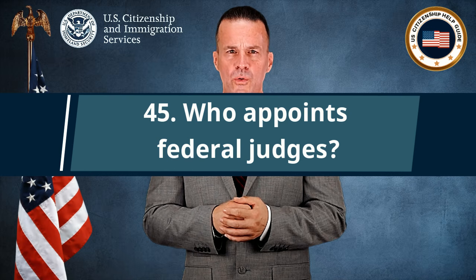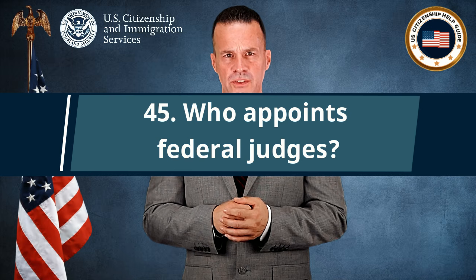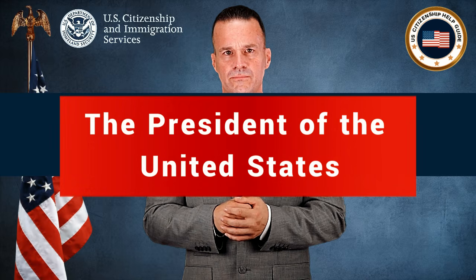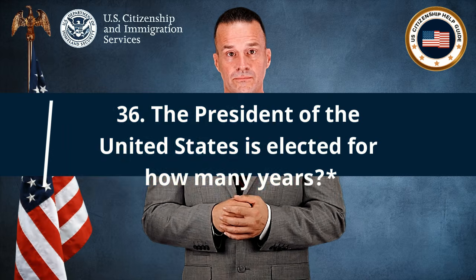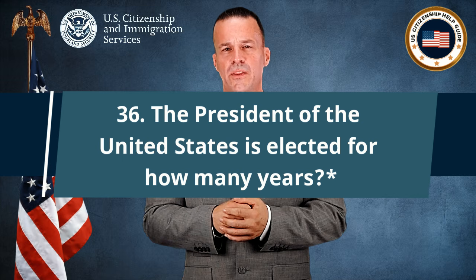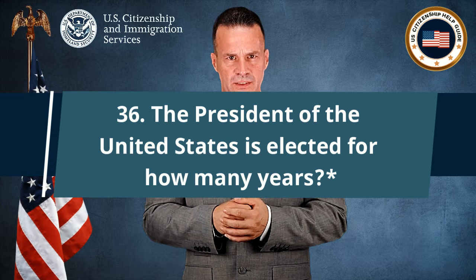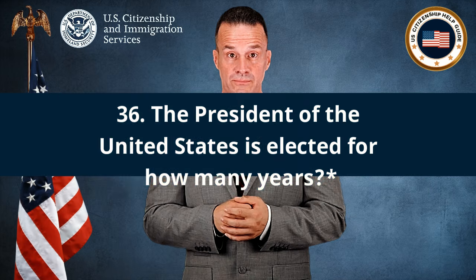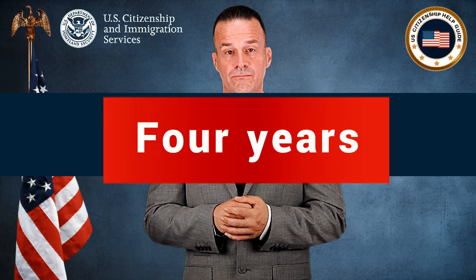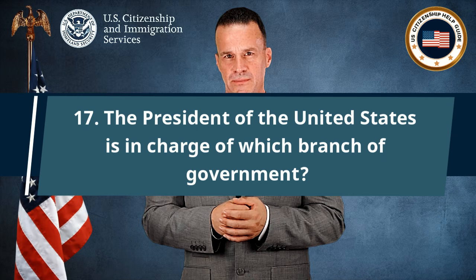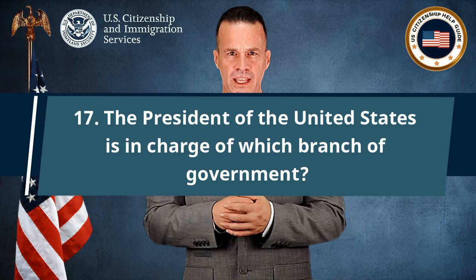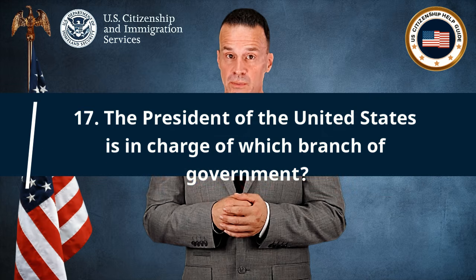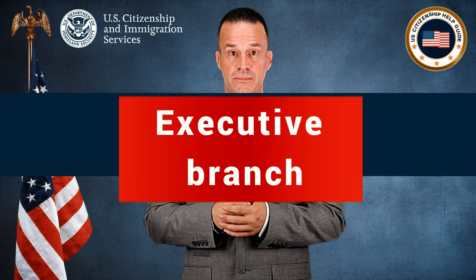45. Who appoints federal judges? The President of the United States. 36. The President of the United States is elected for how many years? 4 years. 17. The President of the United States is in charge of which branch of government? Executive branch.